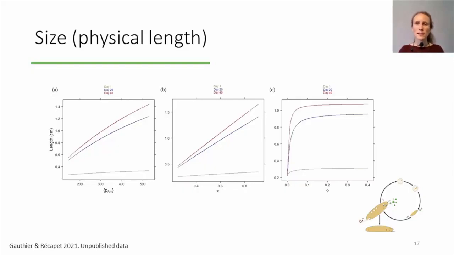Then for kappa, it's a bit of the same thing, and actually in that case, it's one of the rare situations where the relationship is really linear. So we see that with higher kappa, we have higher size because we allocate more to the soma. That makes sense. For nu, it's a bit different. We would expect that a higher nu will lead to quicker growth, for example. And that's not always the case.